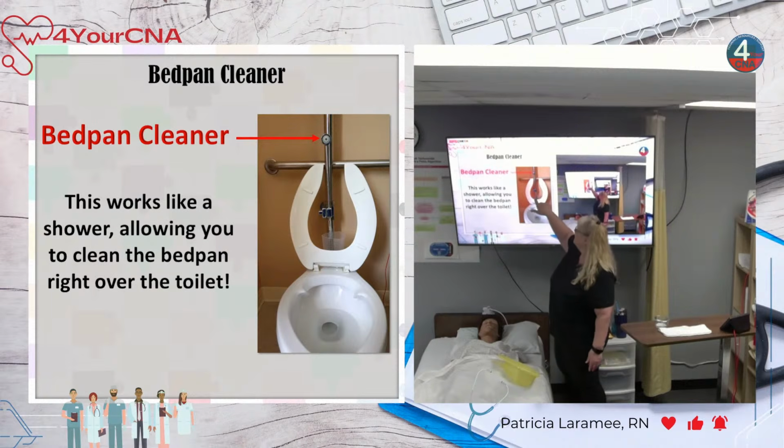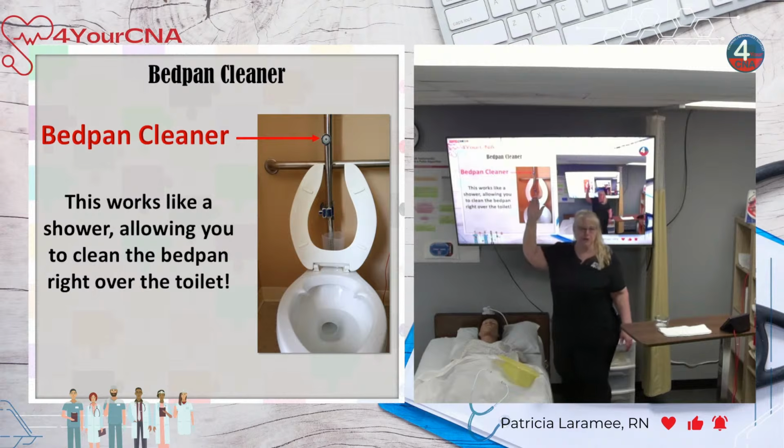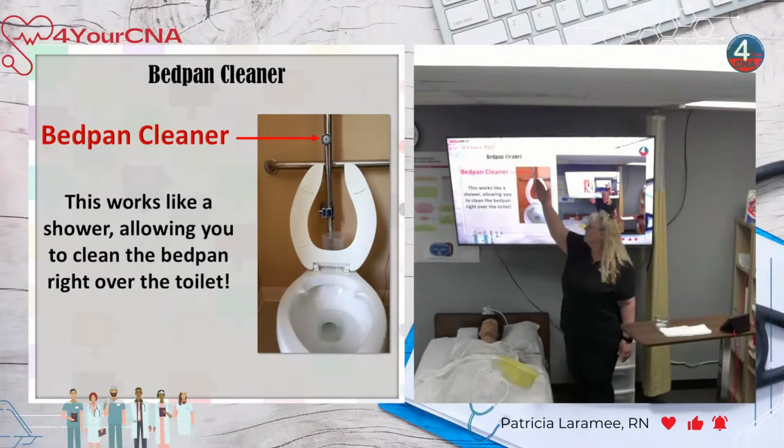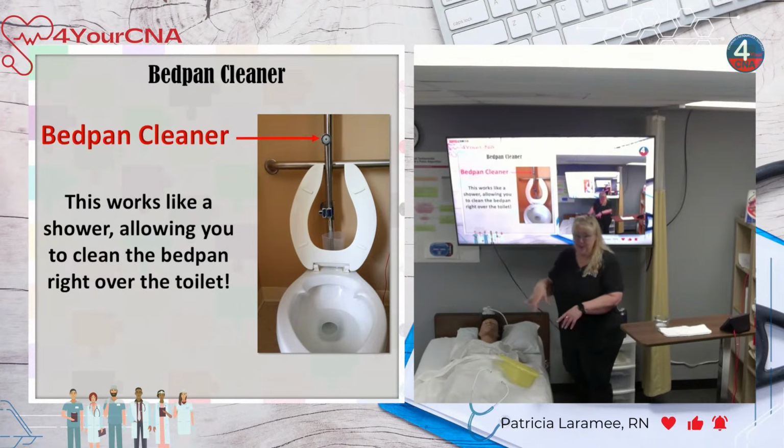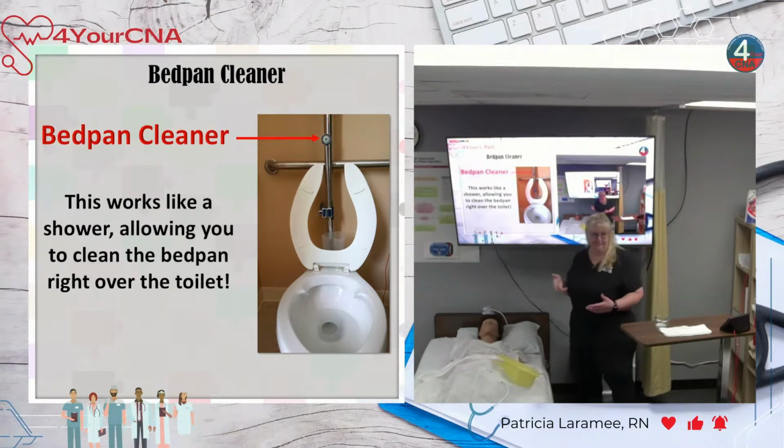It has the seat. But if you look here at this water pipe, there's something that looks like a little shower head. If you bend that forward, it's going to end up right over that toilet bowl. And it'll spray water into the toilet bowl. And it allows you to clean the bedpan in the toilet rather than taking it to the sink where the patient's going to brush their teeth later. Okay, good? Make sense? Great option.